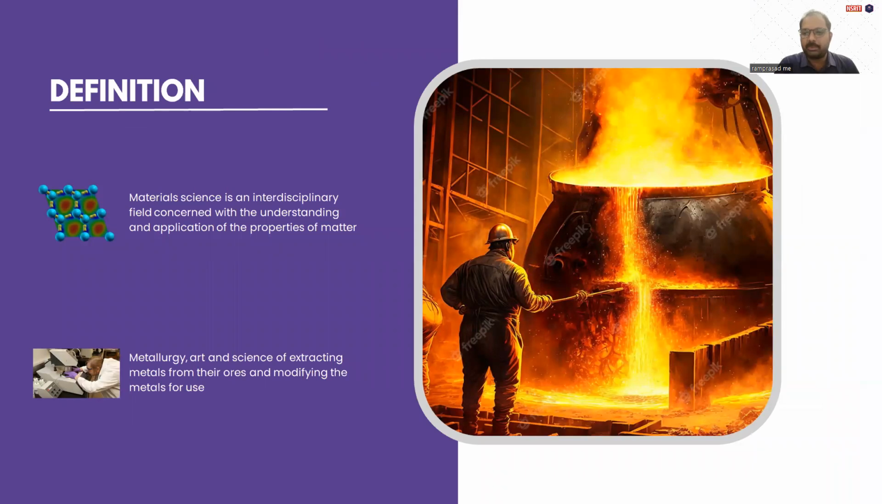And coming to metallurgy and material science. The basic definition of material science is an interdisciplinary field concerned with the understanding and applications of the properties of matter, or it is a science which helps to identify the properties of the material, so known as material science. And coming to metallurgy, it is an extraction, it is an art. It helps to identify the metallurgical structure of the materials.